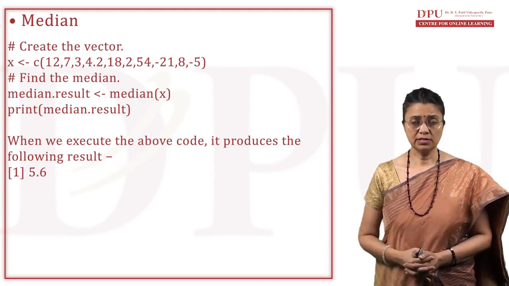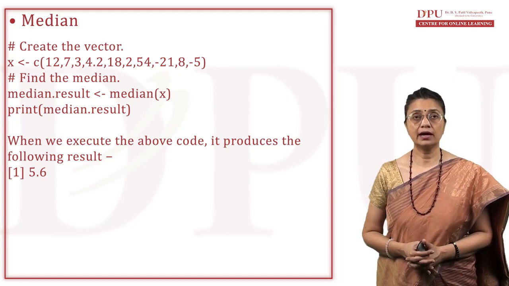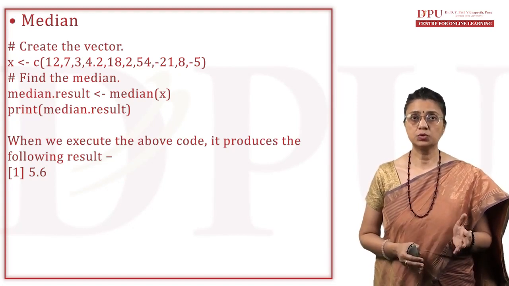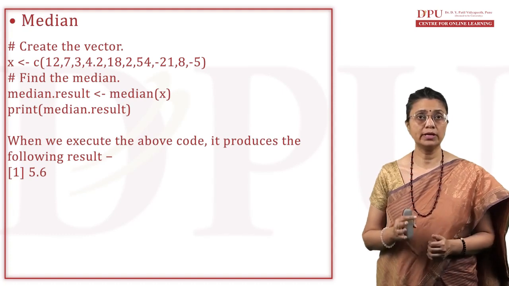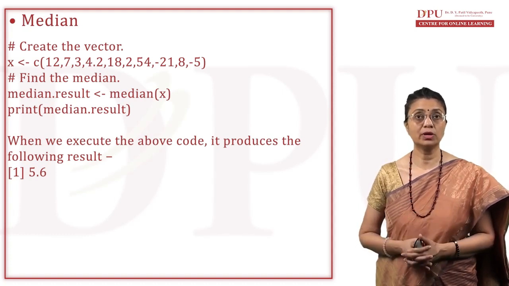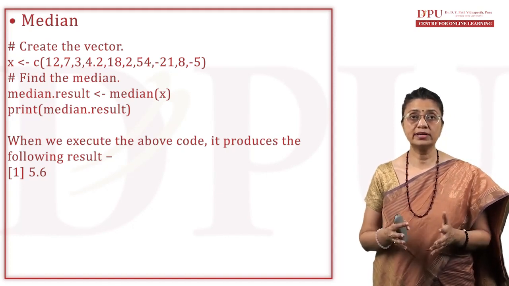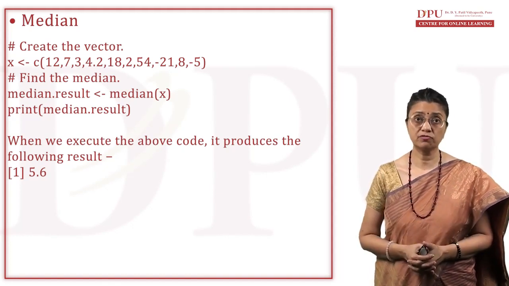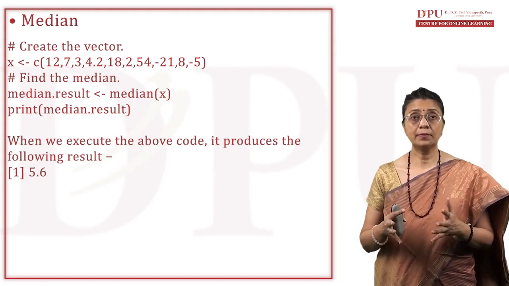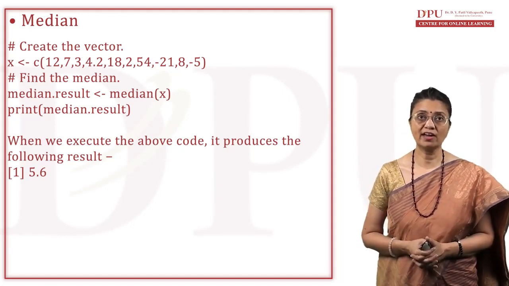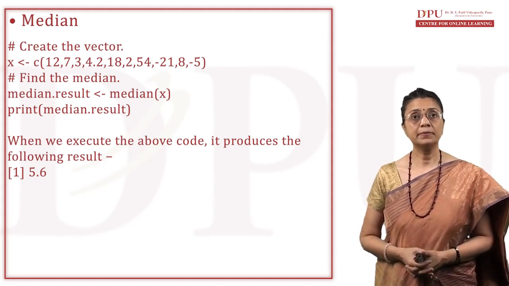First, we create the vector. We are assigning a variable x with a vector where the values are 12, 7, 3, 4.2, 18, 2, 54, minus 21, 8, minus 5. Now here, median is calculated by passing x in the median function, and we are printing median.result. So we see over here the result is 5.6, which is the median value.